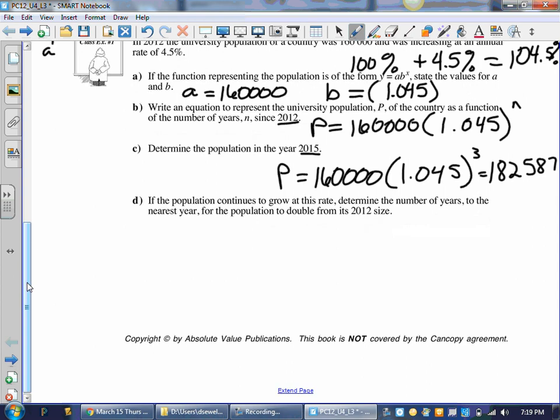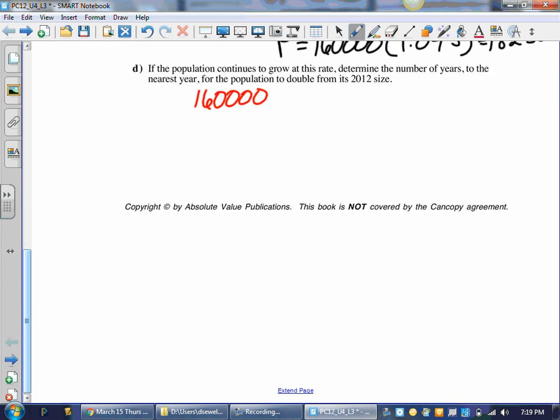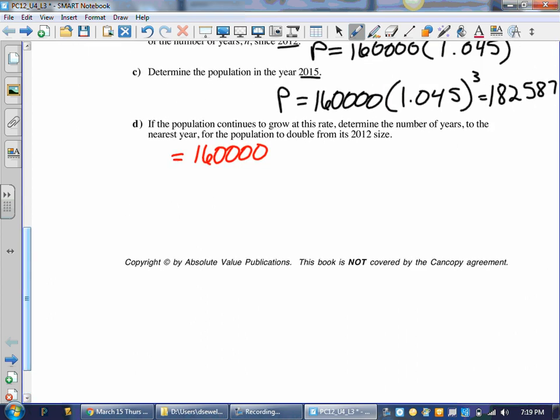Part D says, if the population continues to grow at this rate, find the number of years, that's your n, to the nearest year for the population to double. So in other words, our beginning amount is 160,000, and we want that to double. So we want this to become 320,000. We know the same rate of growth, but we don't know n. And what you'll find when you want this to double is that when you divide out by the 160,000 on both sides, this is going to turn into a 2.